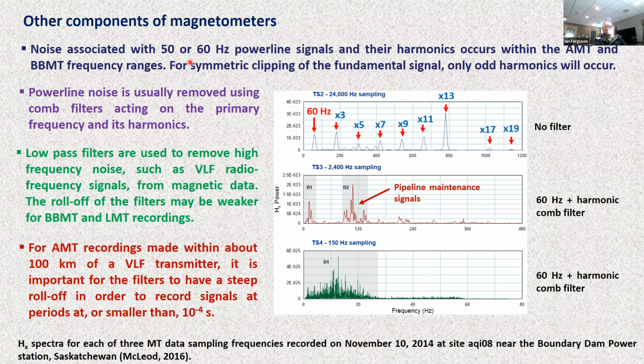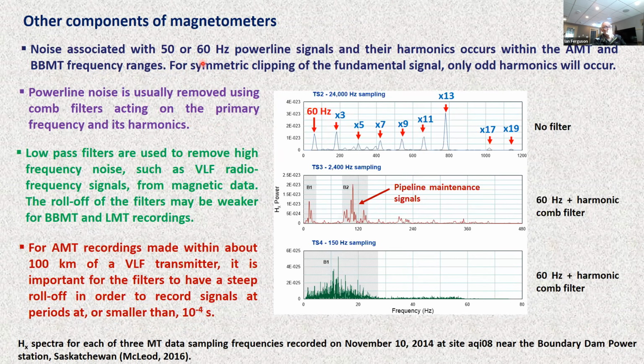Okay, other components of magnetometers. Of course, one is the powerline filters, intended to filter 50 or 60 hertz powerline signals and their harmonics from the data. And these signals occur within the BBMT frequency range. Powerline noise is usually removed using comb filters, acting on the primary frequency and its harmonics.